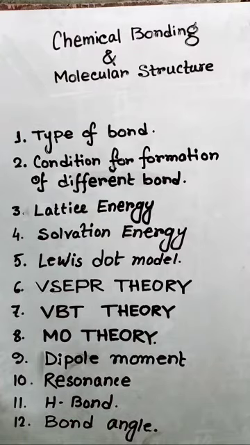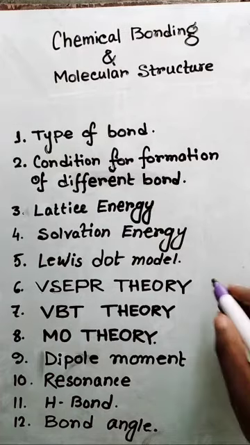In this chapter, we discuss different types of bonds and different conditions to form a chemical bond, as well as lattice energy, solvation energy, and we also discuss the Lewis dot model of chemical compounds, and the most important part of this chapter, that is VSEPR theory, valence bond theory, and molecular orbital theory.